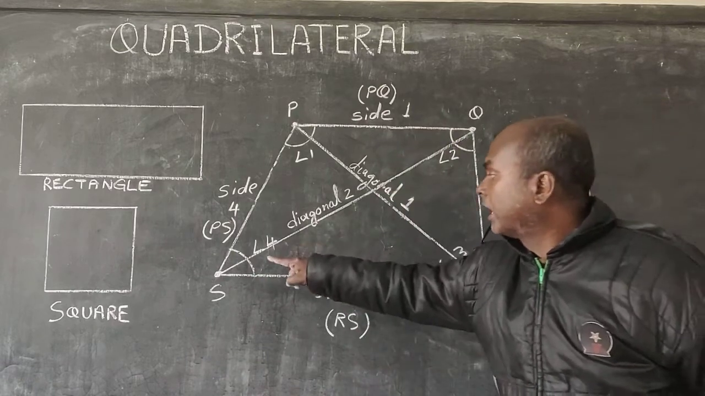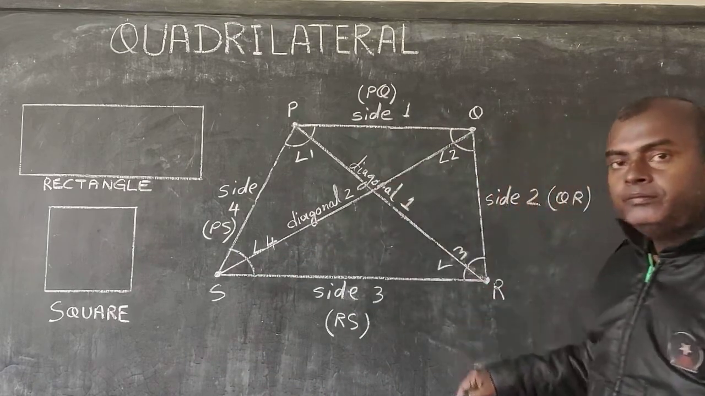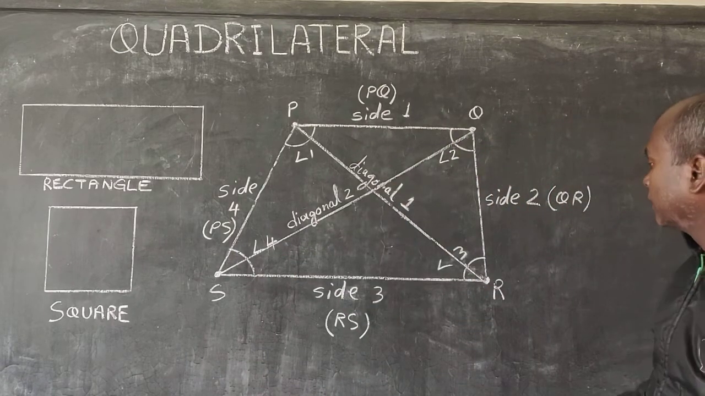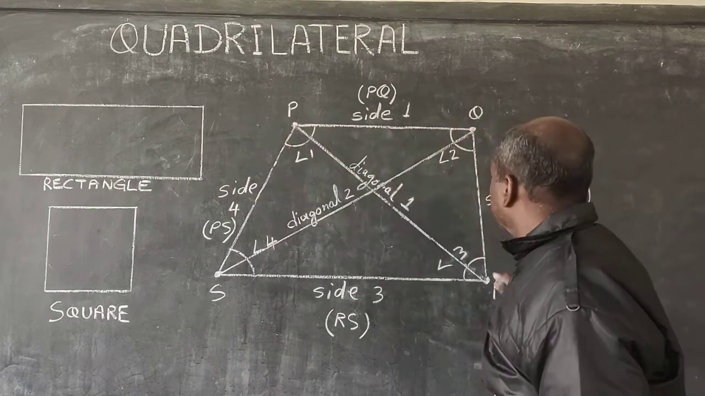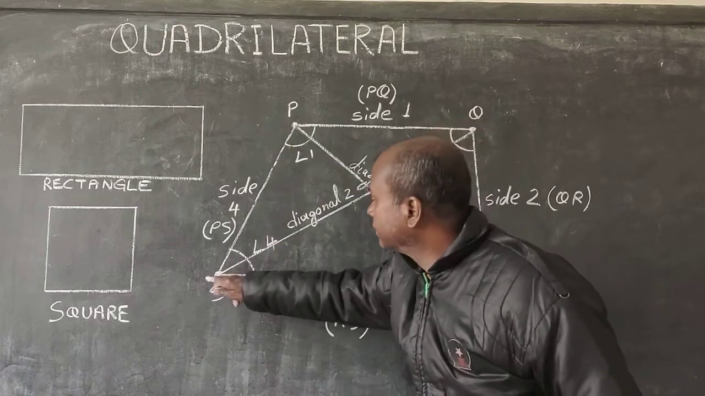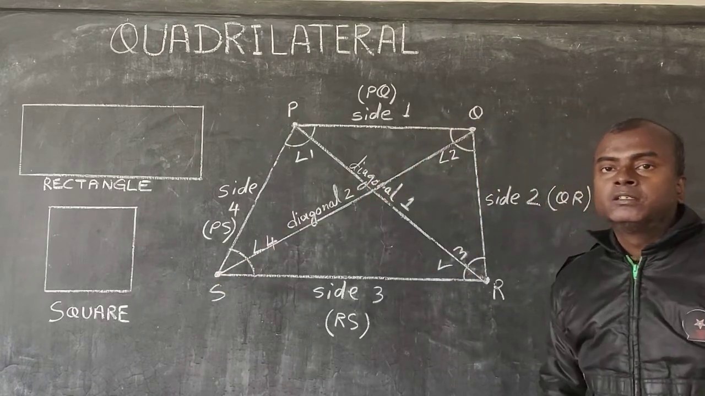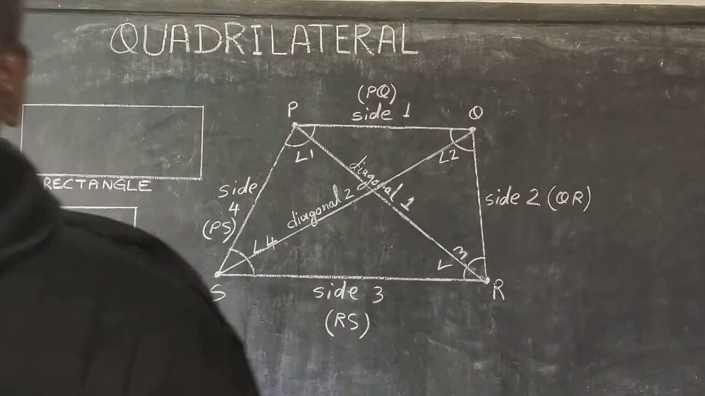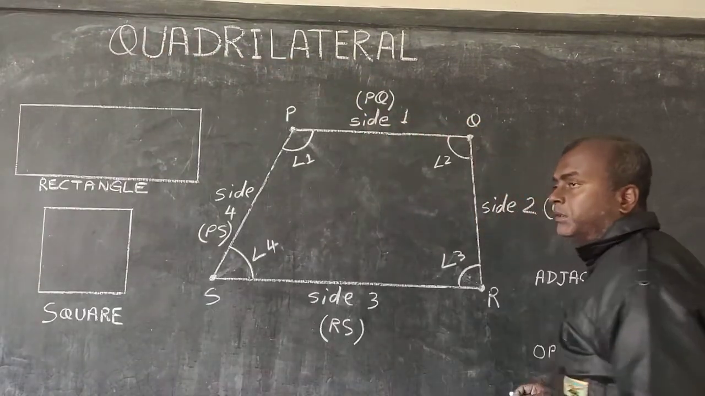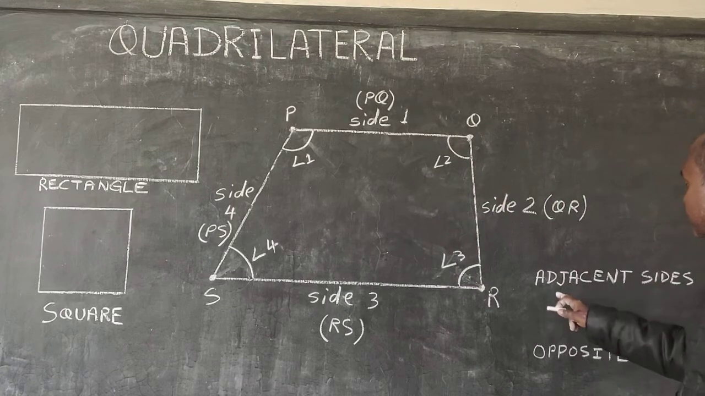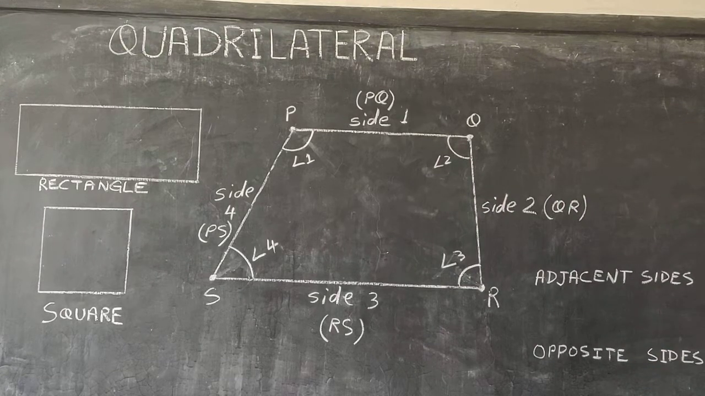And there are 2 diagonals also. Okay, 2 diagonals. Diagonals are the straight lines formed by joining opposite vertices. This and this are opposite vertices, and this and this are opposite vertices. Next topic in the same quadrilateral we will discuss is adjacent sides and opposite sides.